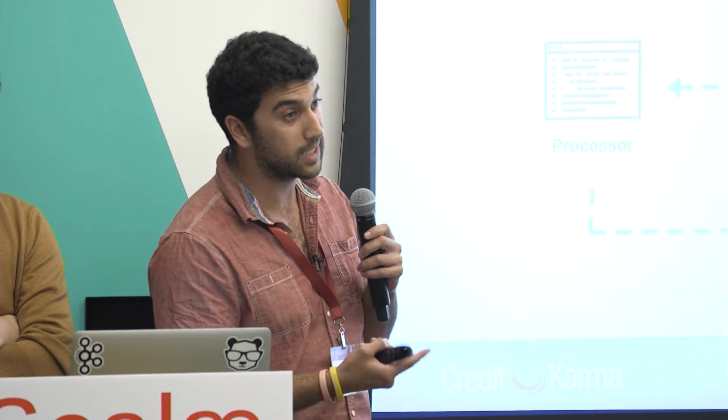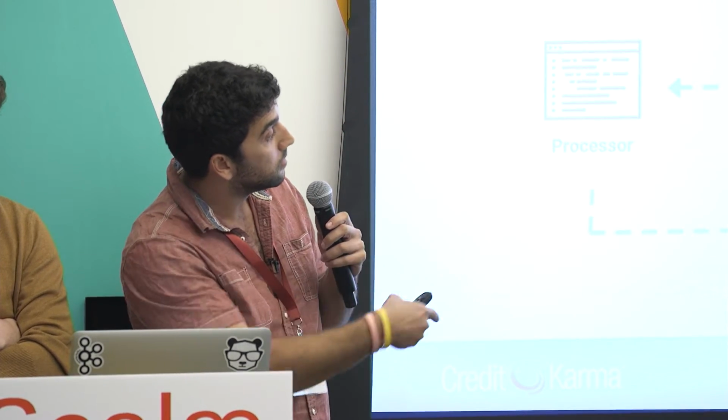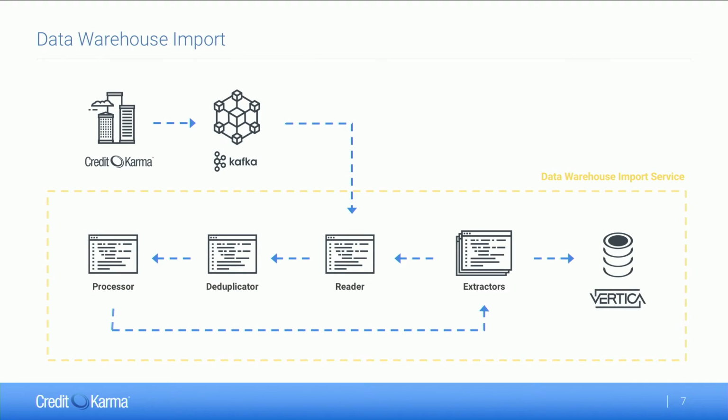And actually, if you come into Credit Karma, I'll probably ask you to build a system similar to this. So let's talk about what everything does. The reader just accesses the Kafka iterator, gets a message, passes it on to the deduplicator. That determines whether the message is a duplicate or not. If it's not a duplicate, it sends it along to the processor.